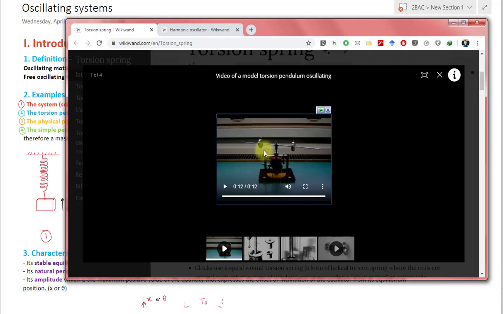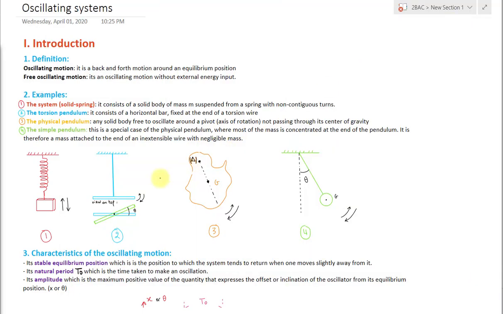So when this torsion wire is twisted, it applies a restoring force for the wire to get back to the initial position. This is what creates this oscillating motion.